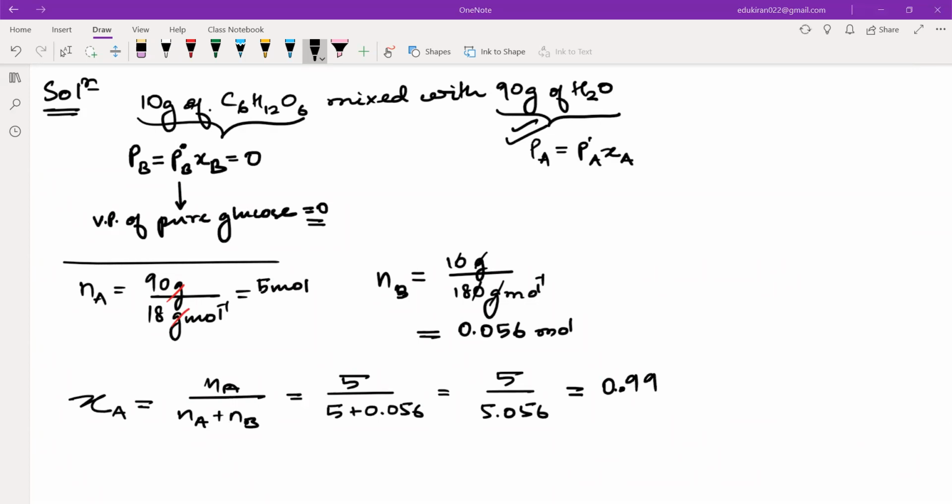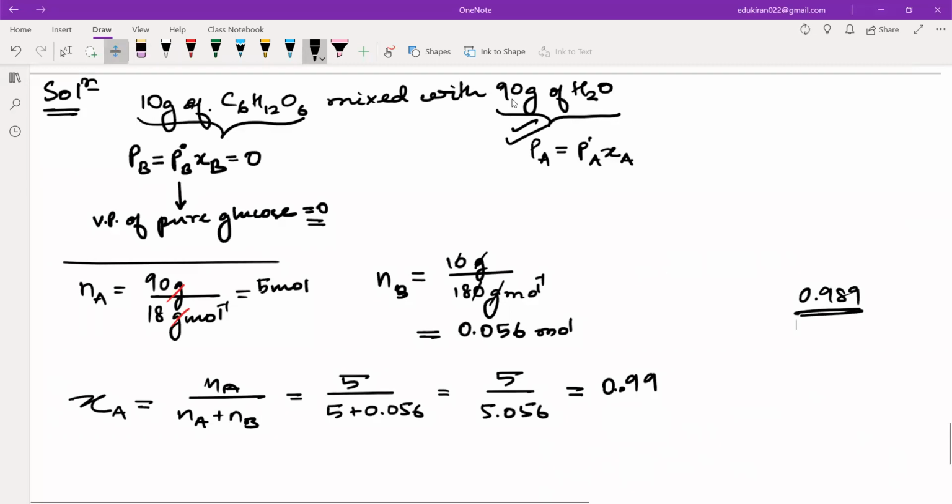No Salman, it will not be 0.899. 0.8 will not be there for sure. It will be 0.9 something. Yes, I typed 0.98 by mistake. I think it will be 0.989, as far as I remember. So you can write 0.99.